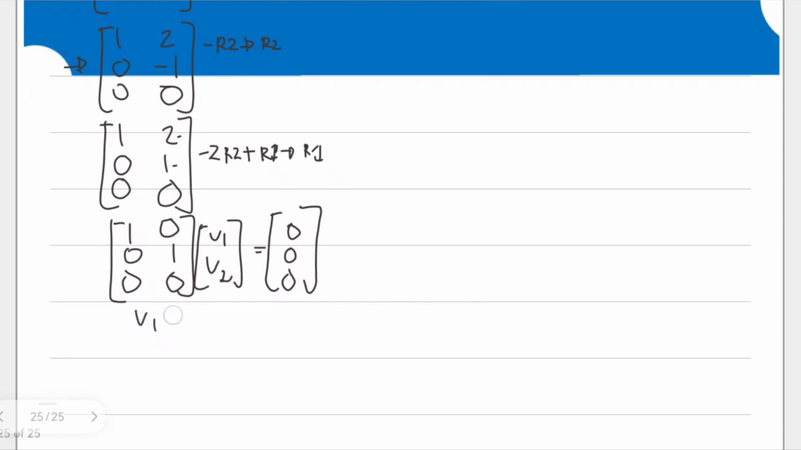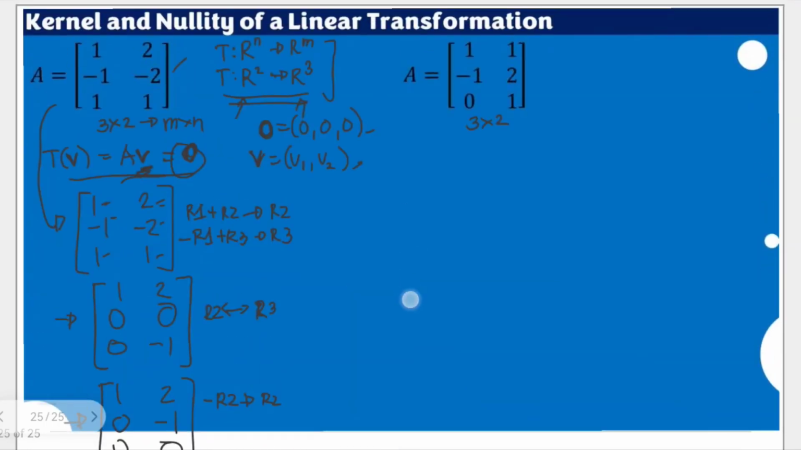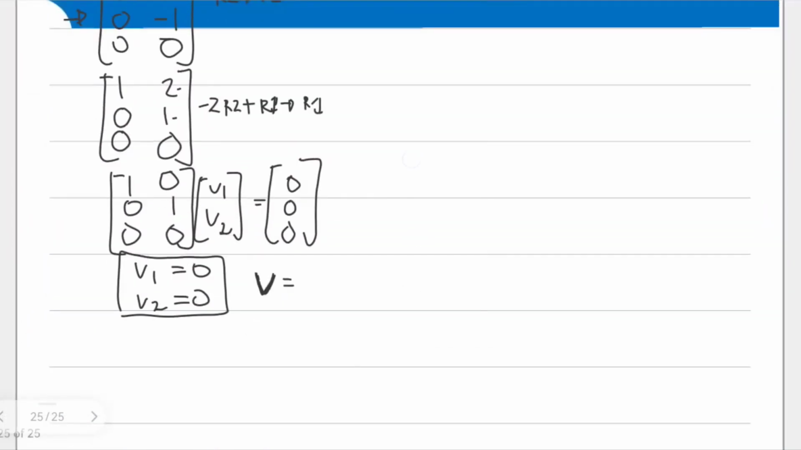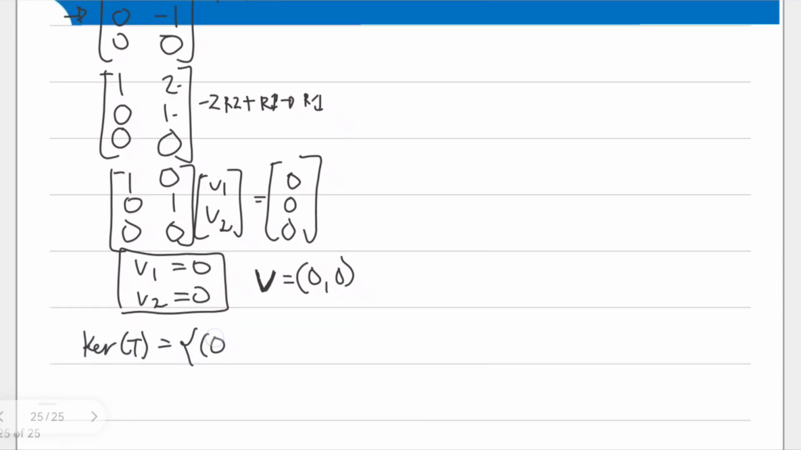We have v sub 1 equal to 0, v sub 2 equal to 0. Notice that we will have exact results, because our form is in reduced row echelon form, and these are now the components of your vector. So your vector here that will result this matrix into a zero vector is the vector of 0, 0. So for our kernel of T, we have the set containing the vector 0, 0.